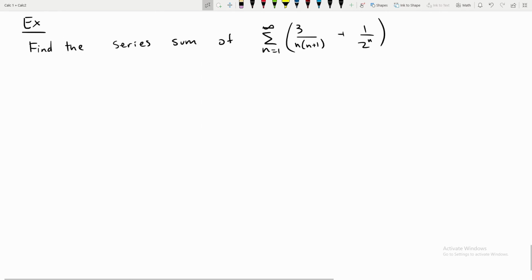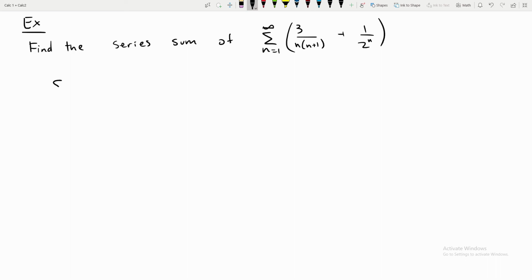So moving on to our last example, the question asks us to find the series sum of the given series right here. And again, the series sum, all that means is we want to find what this entire series will be equal to if we were to add up all these terms. And we already know how to do that.